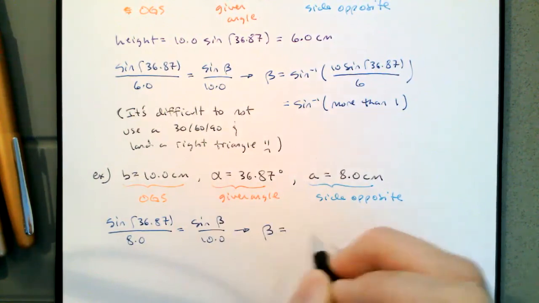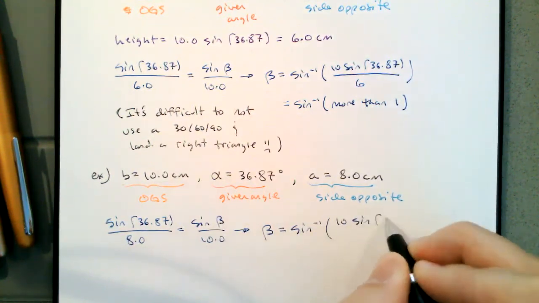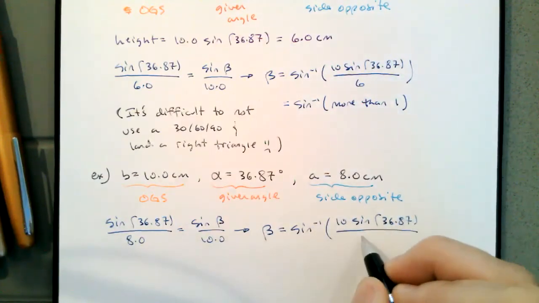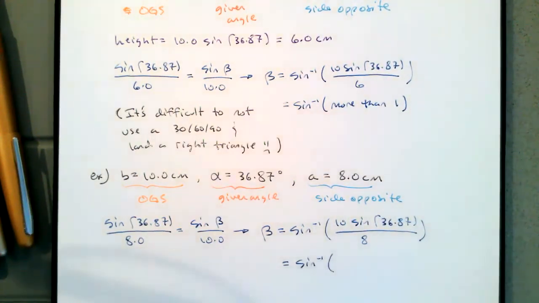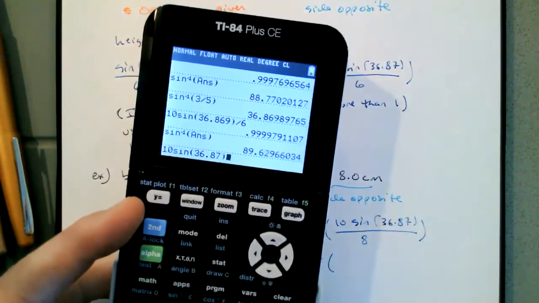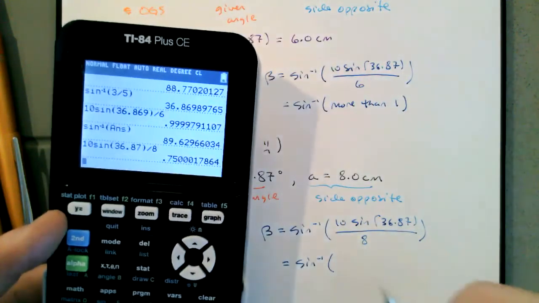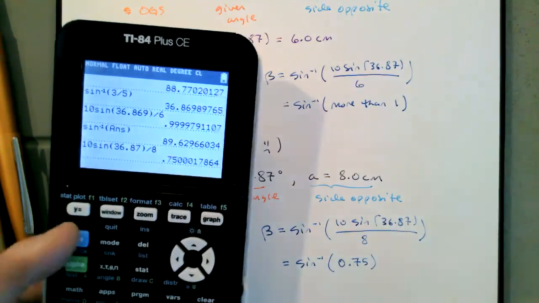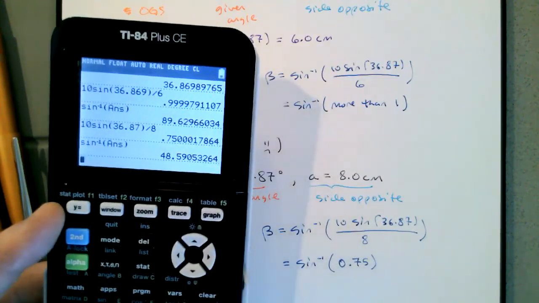So B is the sine inverse of 10 times the sine of 36.87 divided by 8. So the sine inverse of 0.75. So that's 48.59.